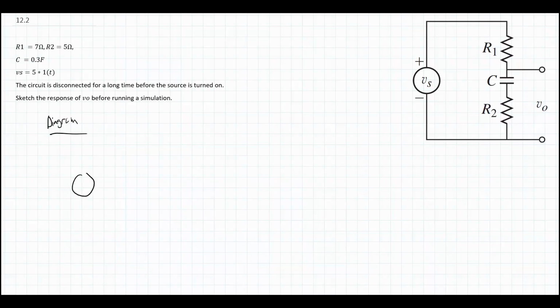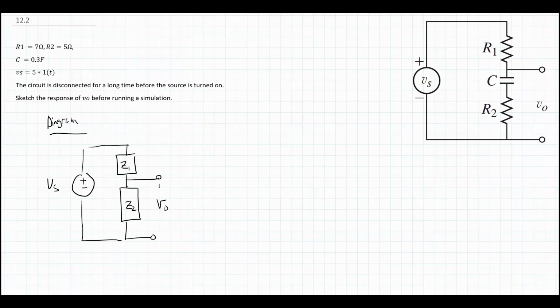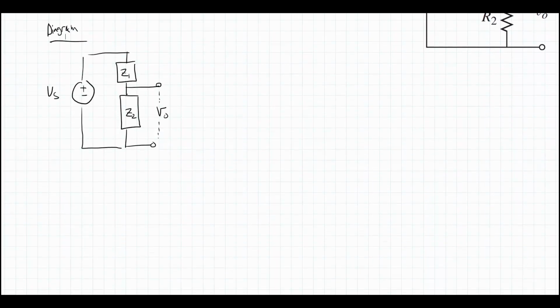So I'm going to make a simplified version of this that is going to take into account the impedances. So I'll call this Z1, and then it's going to go through a second impedance block, Z2, and I'm looking for the voltage across that second impedance block. So this is going to be my VO. So I can use this diagram to create my transfer function. I want V out over Vs.